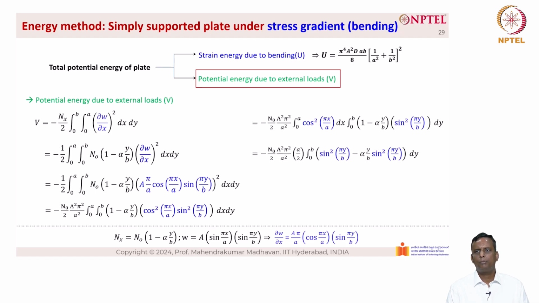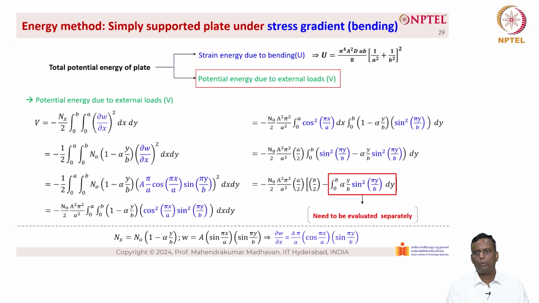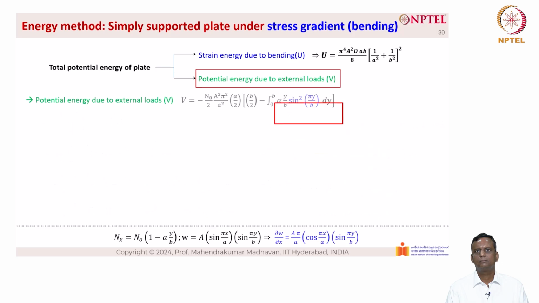So, when we multiply that, we have in the integral 0 to b sin square pi y by b minus alpha into y by b into sin square pi y by b into dy. Again, this sin square pi y by b integral can be written as b by 2 because integral of 0 to b sin square pi y by b equals b by 2. The integral that we need to evaluate is minus of 0 to b alpha into y by b into sin square pi y by b into dy. Let us look at this integral separately.